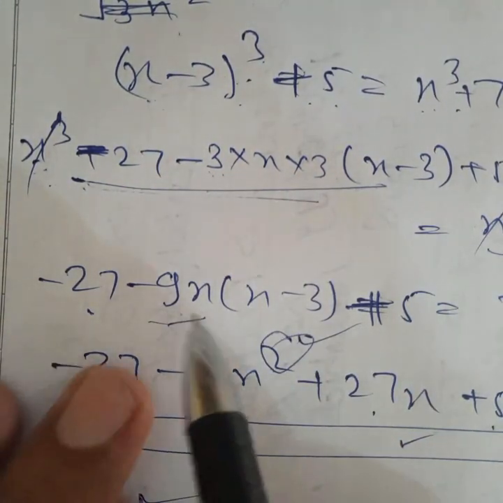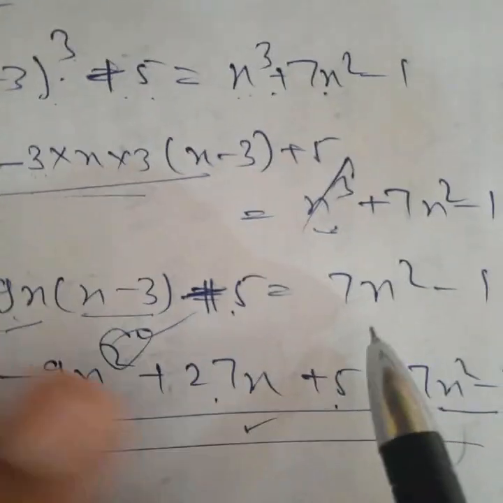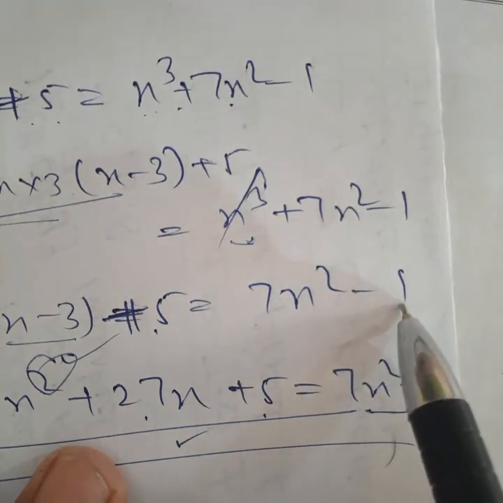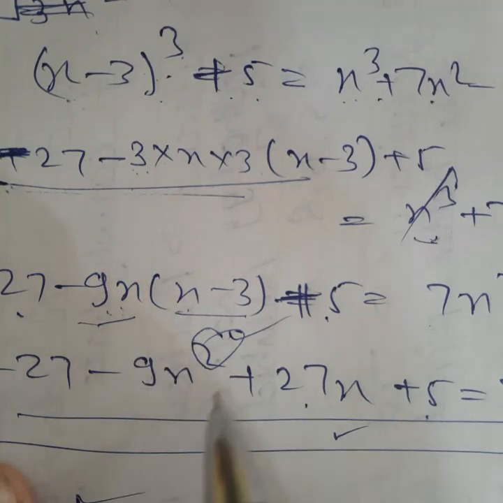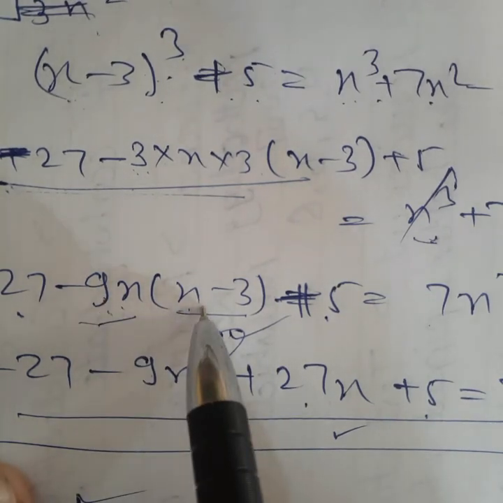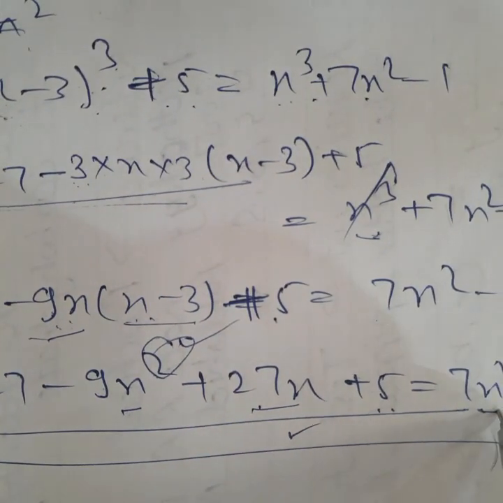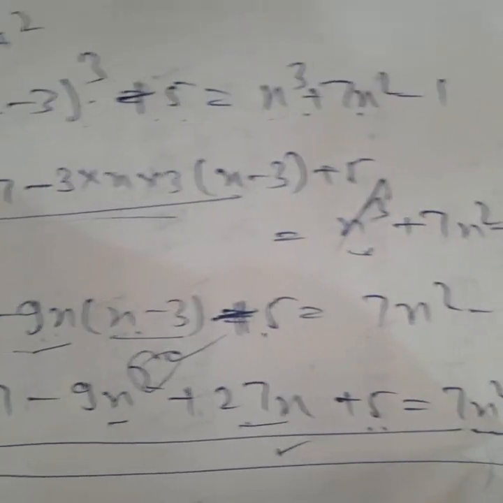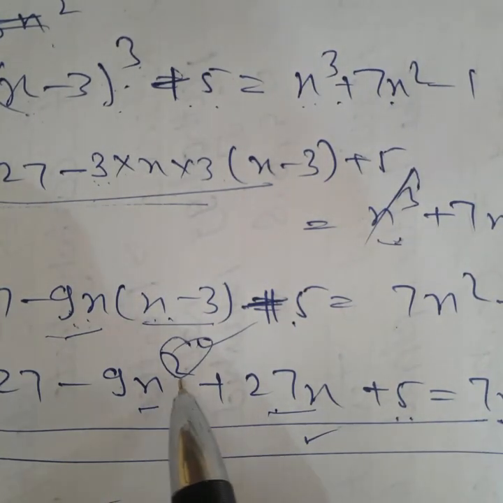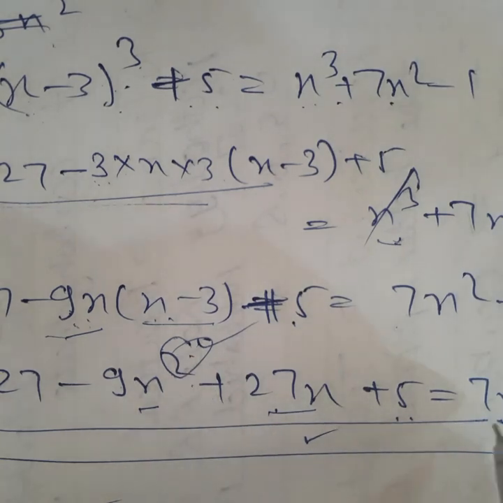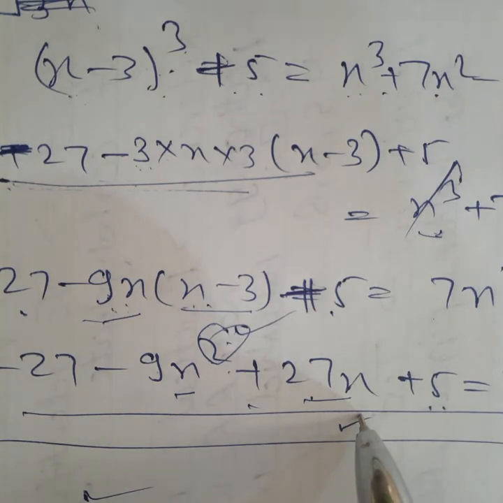Then 3 can be multiplied, which results in minus 9x, and x minus 3 is in the bracket, plus 5 is equal to 7x square minus 1. Now multiplying 9x into the bracket, minus 9x into x will be minus 9x square plus 27x plus 5 is equal to 7x square minus 1. Now we can see that the maximum power of x in the equation is 2. So we can say that the resulting equation will be a quadratic equation.